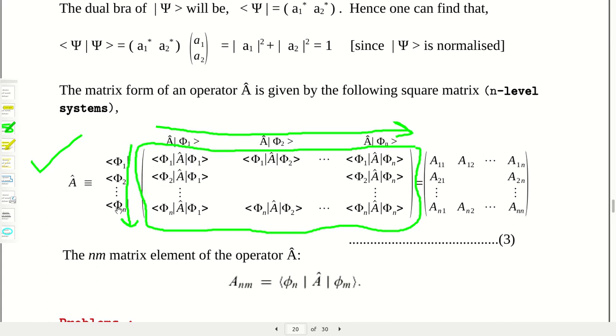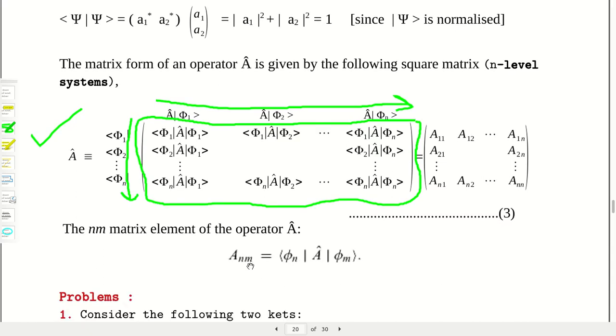I have used this technique by taking bras in the column and the kets in the row, so that the multiplication will follow the matrix rule, and the matrix is written by the symbols a11, a12, that is the 1 1 element, the a12 element, up to the a1n element. Similarly, the last term will be the a n n element. These are the diagonal terms. This is the upper triangular matrix, this is the lower triangular matrix, and any general element in the matrix is a n m, where n stands for the row and m stands for the column number.